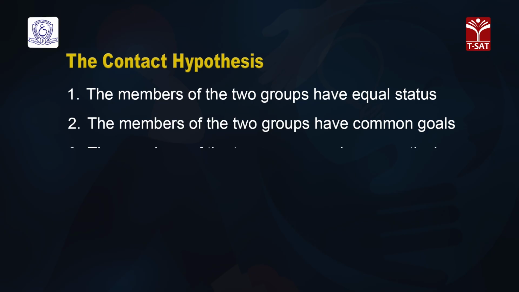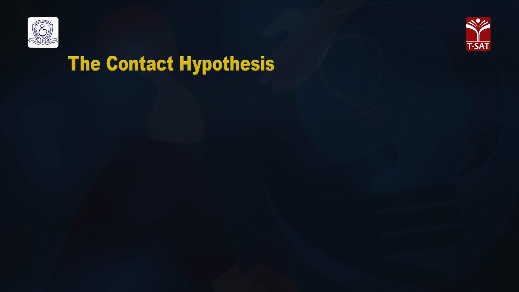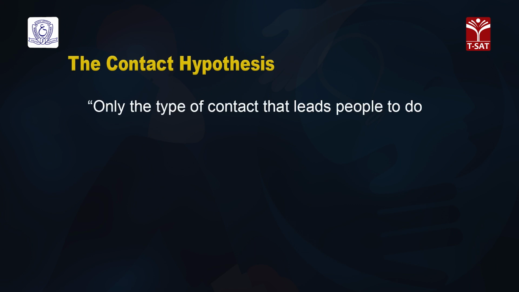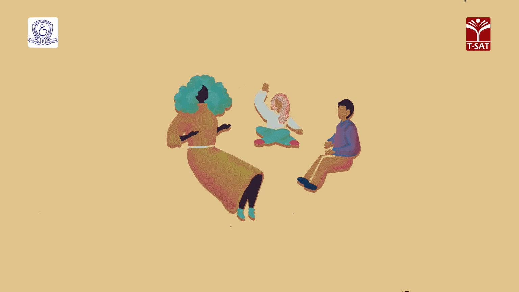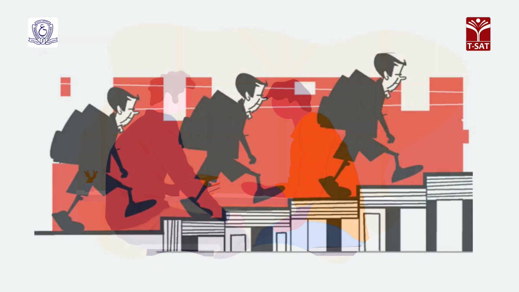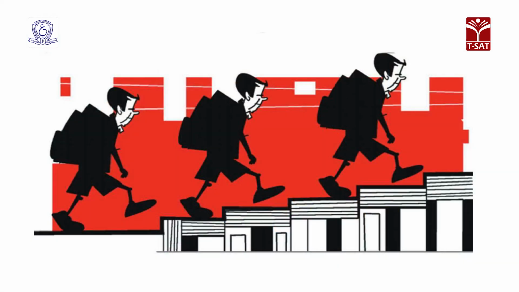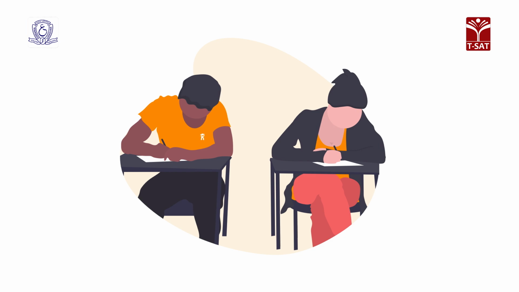The next condition is that the members of the 2 groups work cooperatively. Allport wrote that only the type of contact that leads people to do things together is likely to result in changed attitude. For example, limited resources can make individuals work together, like we see in the Robbers Cave experiment. When resources were limited, people tended to come together and work for the goal.